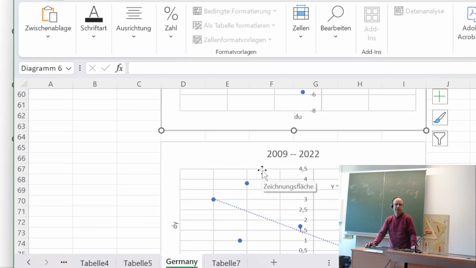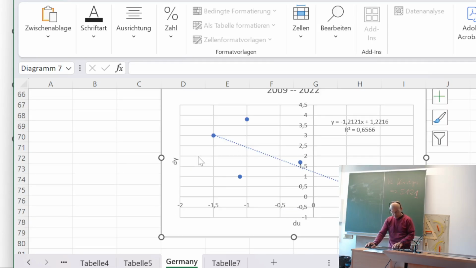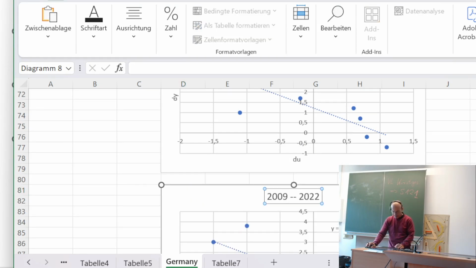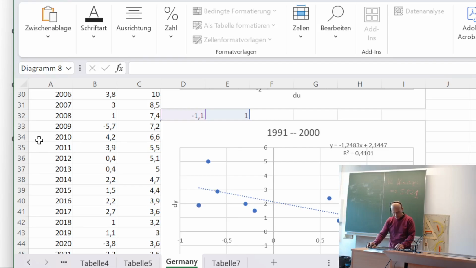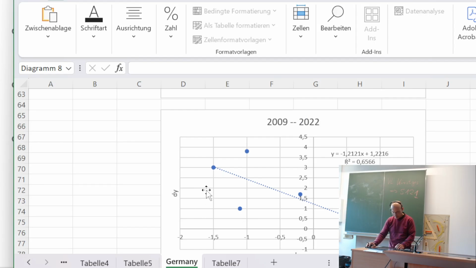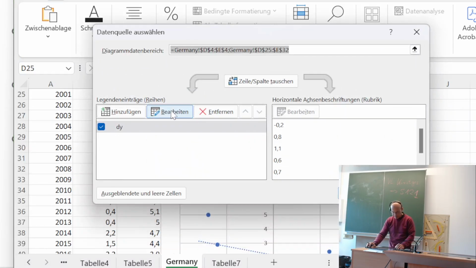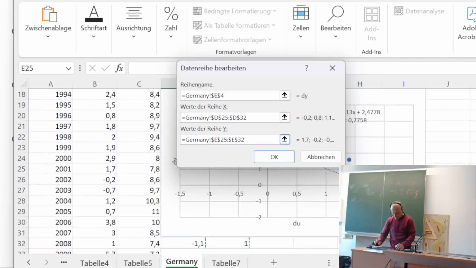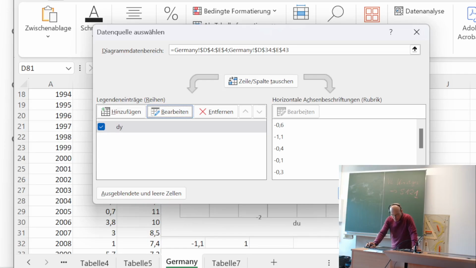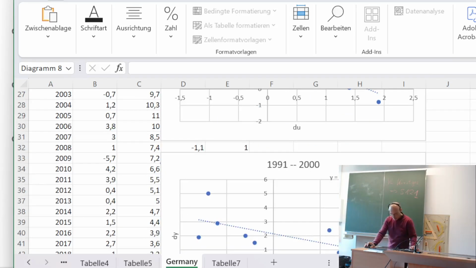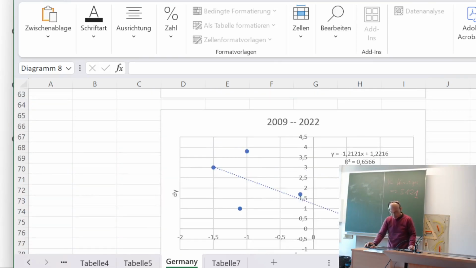And the other one, omitting these huge downturns in the financial crisis and Corona crisis. And let's have a look at what we obtain. 2010 to 2019. And this is then 34 until 43. Okay. And then this one.